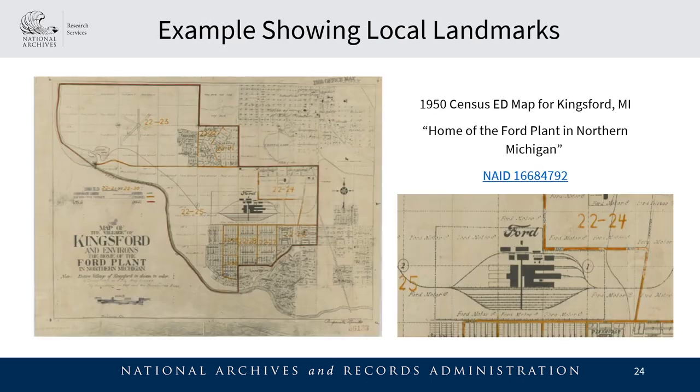Here are some additional examples of maps and the types of information that they can show. This map of Kingsford, Michigan shows the prominent Ford manufacturing plant located within the town. Maps sometimes show landmarks, including major businesses and manufacturers such as this one. This map also shows the rail lines that lead to that Ford plant.